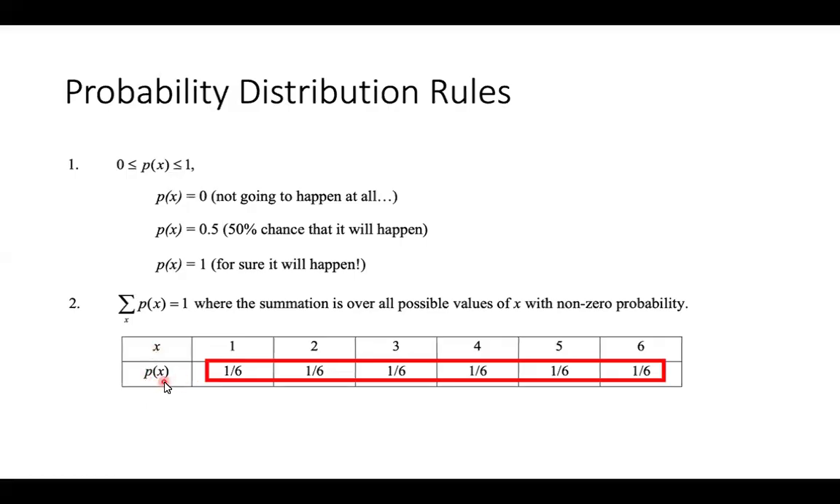The second row in here is the probabilities. If we were to add up all of these, 1/6 plus 1/6 is 2/6, and then add up 1/6 again, that'll be 3, 4, 5, and 6 over 6. 6 over 6 reduces to a 1.